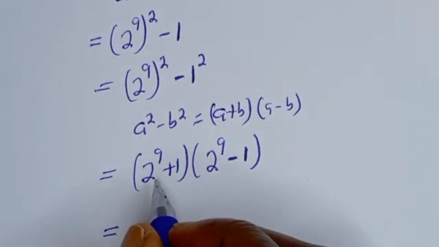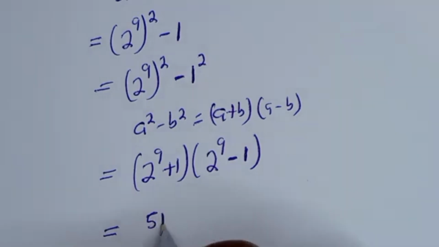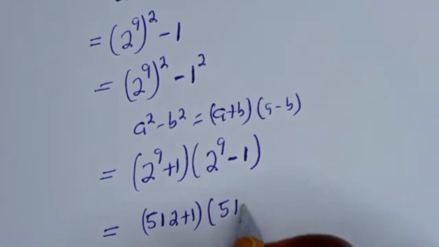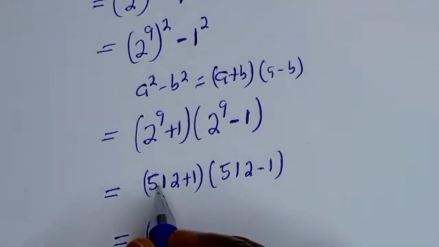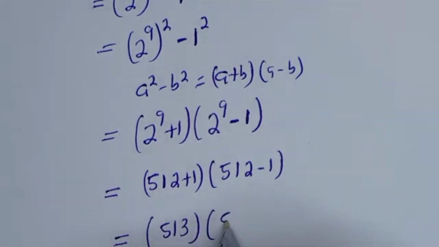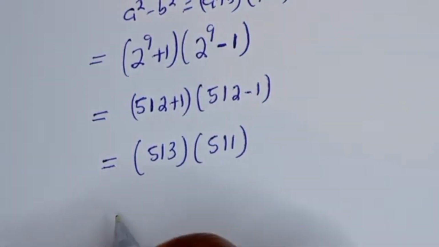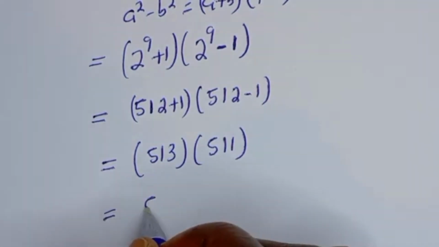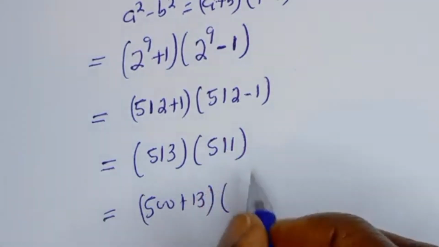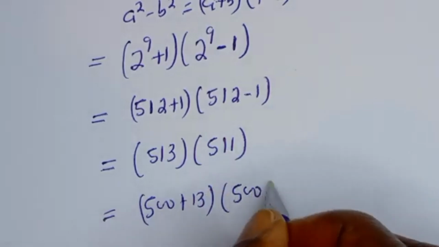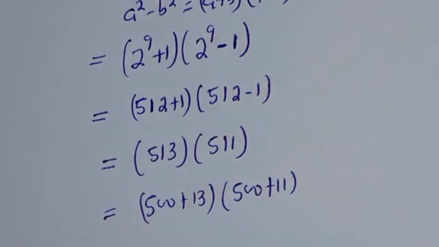Equal to 2 to the power of 9 is 512 plus 1 bracket 512 minus 1. Then this is equal to 512 plus 1, that is 513 bracket 511. Then this is the same thing as 513 can be written as 500 plus 13 bracket 511 can be written as 500 plus 11. Now let's multiply out.